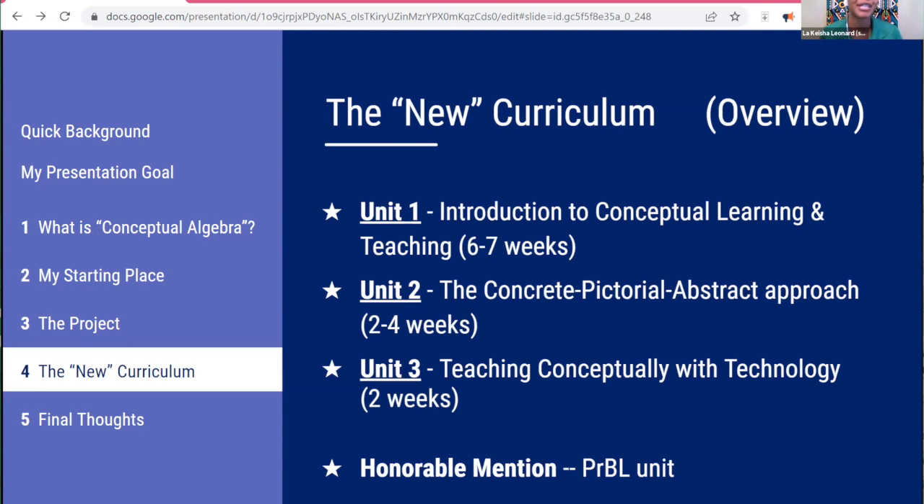On what the new curriculum looks like. So I have only 3 units. The first unit is 6 to 7 weeks long. That is me slowing down. So in this first unit, it's an introduction to conceptual learning and teaching, heavy emphasis on introduction.